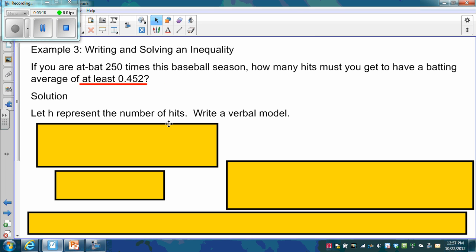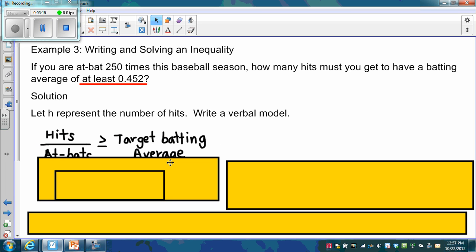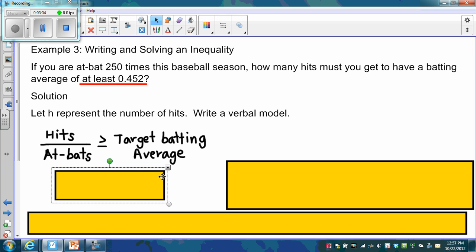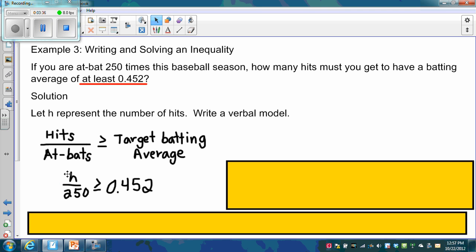The first thing we do is write a verbal model. We'd have hits divided by at bats, which would give you your average, must be greater than or equal to the target batting average, which is 0.452. So you can plug our numbers in, where H is hits, divided by 250, because that's the number of at bats, is greater than or equal to 0.452, because it has to be at least that much. So it can be larger and still be true.